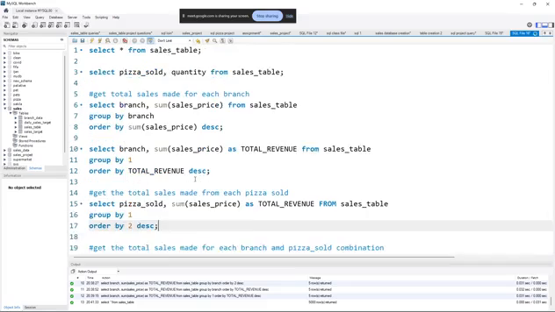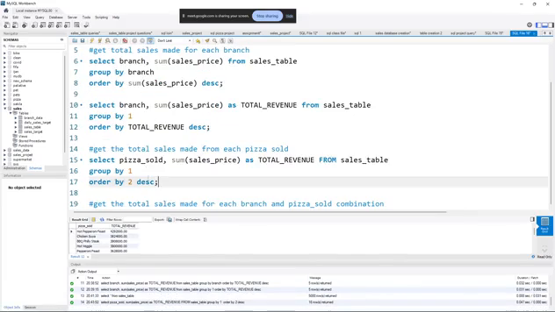Okay, now let me run this. If you look at it, you see the answer I'm having now. These are the different types of pizza and the total amount that was made for each of them. It has ordered it in descending order. Hot pepperoni feast made the highest, around 4 million. And pizza made the lowest, around 1.6 million. So you can see we've been able to do it.